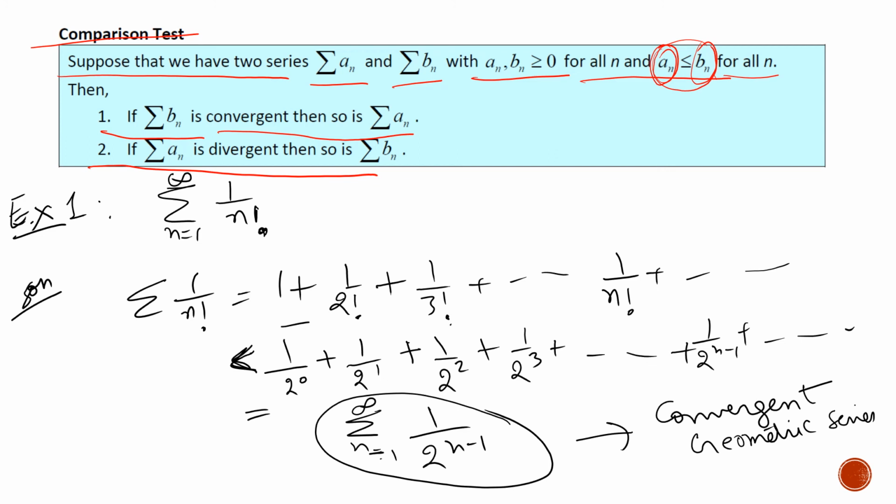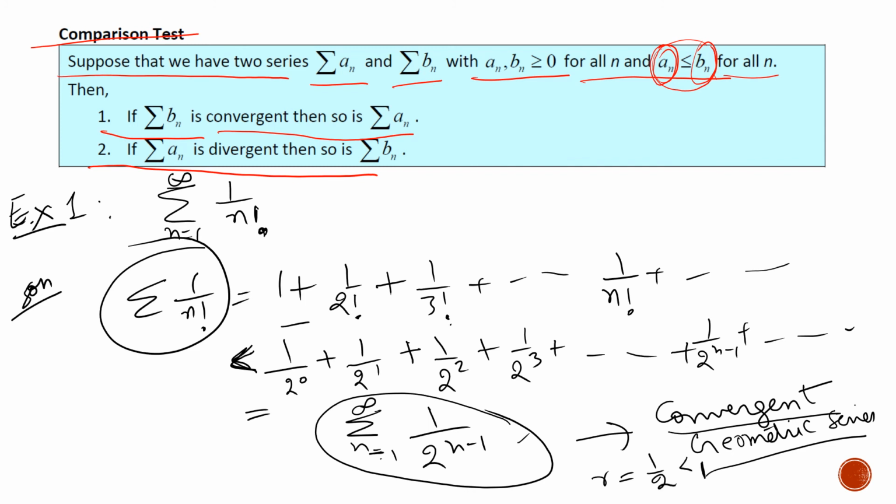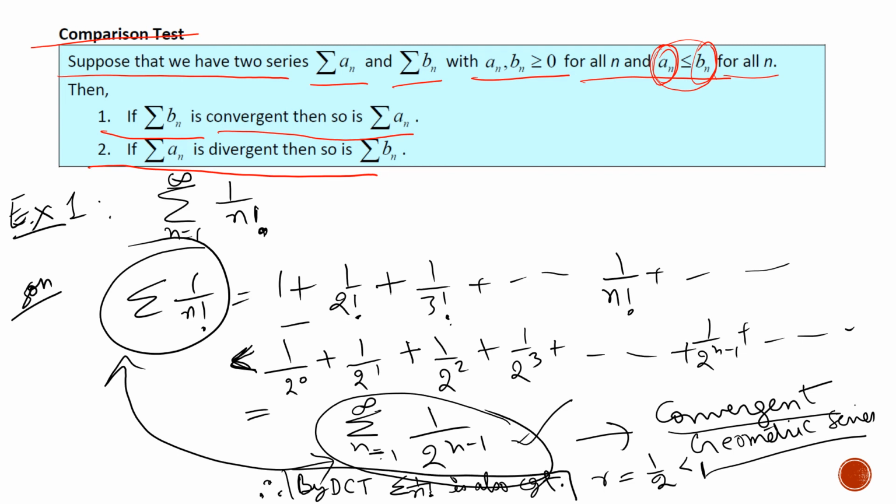What you can say about the original series, since this is a convergent geometric series, as this has r equal to 1 by 2 which is less than 1, then obviously this one is a convergent geometric series. Then by direct comparison test we can say that the original series is also convergent, and therefore by direct comparison test this summation 1 by n factorial is also convergent. I hope this is clear.